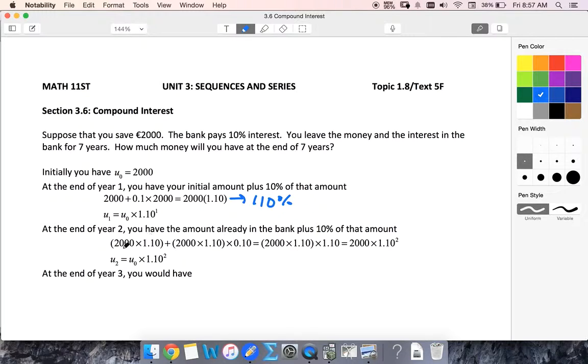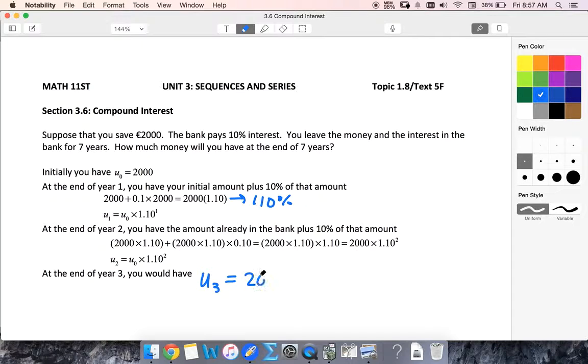Now at the end of year two, this is our new amount, so we get all of that, plus we get another 10% interest on top of that. Well, notice that this is a full one of these plus 10% of these, so it's like that new amount of money times 110%. Or at the end of year two, I take my initial amount of money and multiply it by 110% twice.